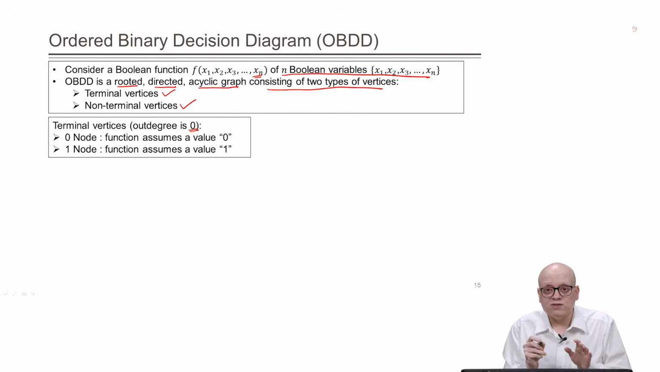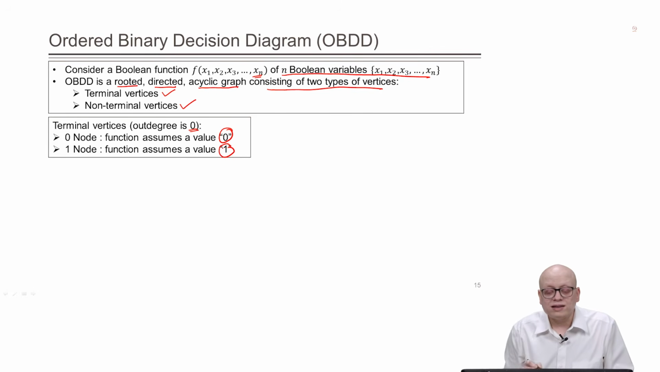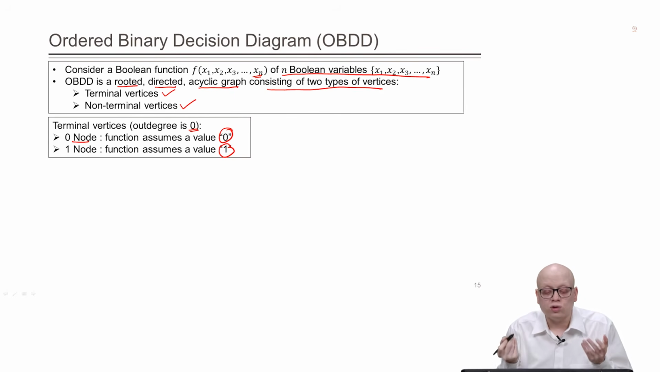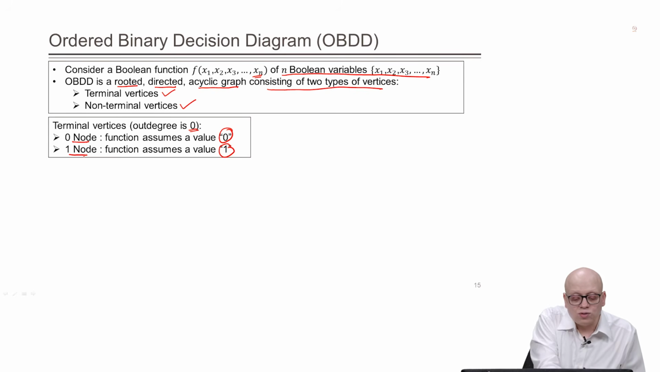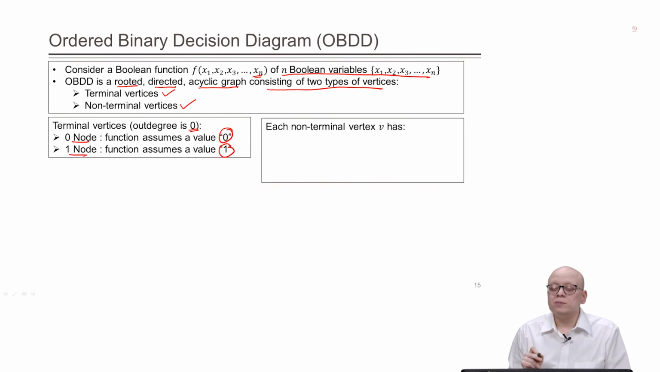So, there will be some terminal vertices in this OBDD. In terminal vertices there will be no outgoing edges, only incoming edges. And these terminal vertices will have two types of labels, either 0 or 1. If it has a label 0, it is known as a 0 node and it indicates that the function assumes a value of 0, and if it is a 1 node, then the label will be 1 and it indicates that the function takes a value of 1.